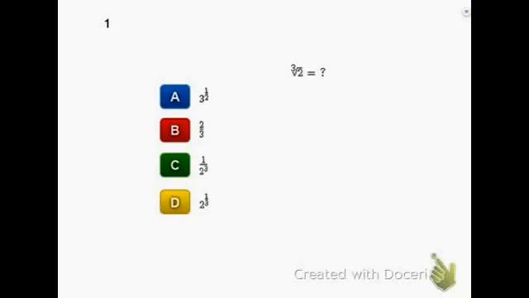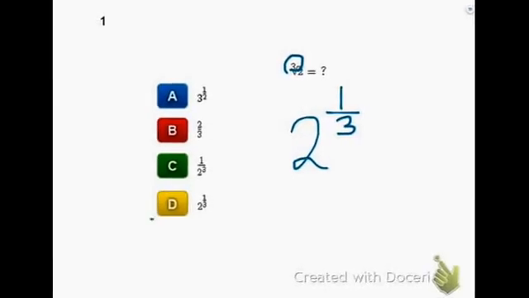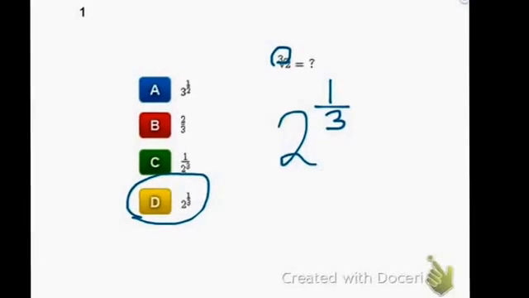The first one wants us to rewrite the third root of 2, so our base is going to remain 2. And our exponent is going to be a fraction, and the denominator has to be the same thing as the root. So that's the bottom number, 1 over 3. So that would give me answer choice D.